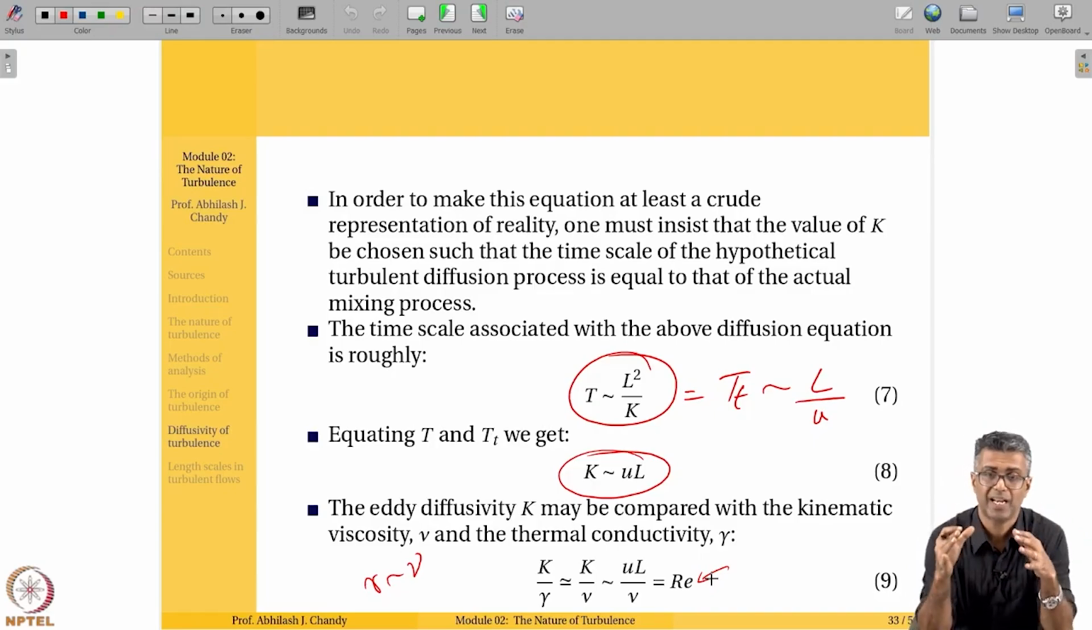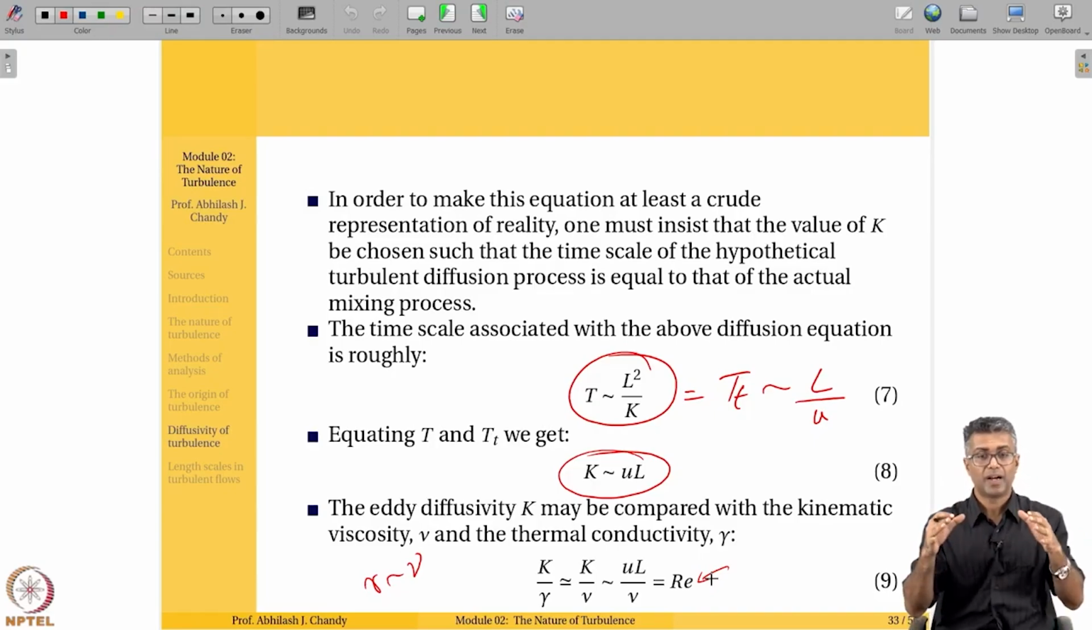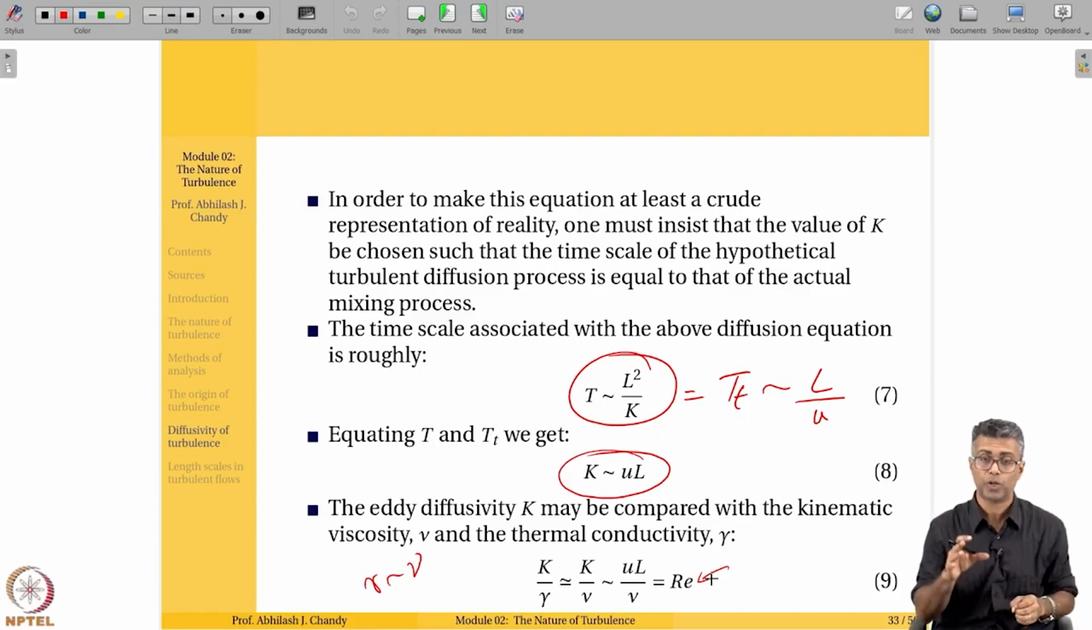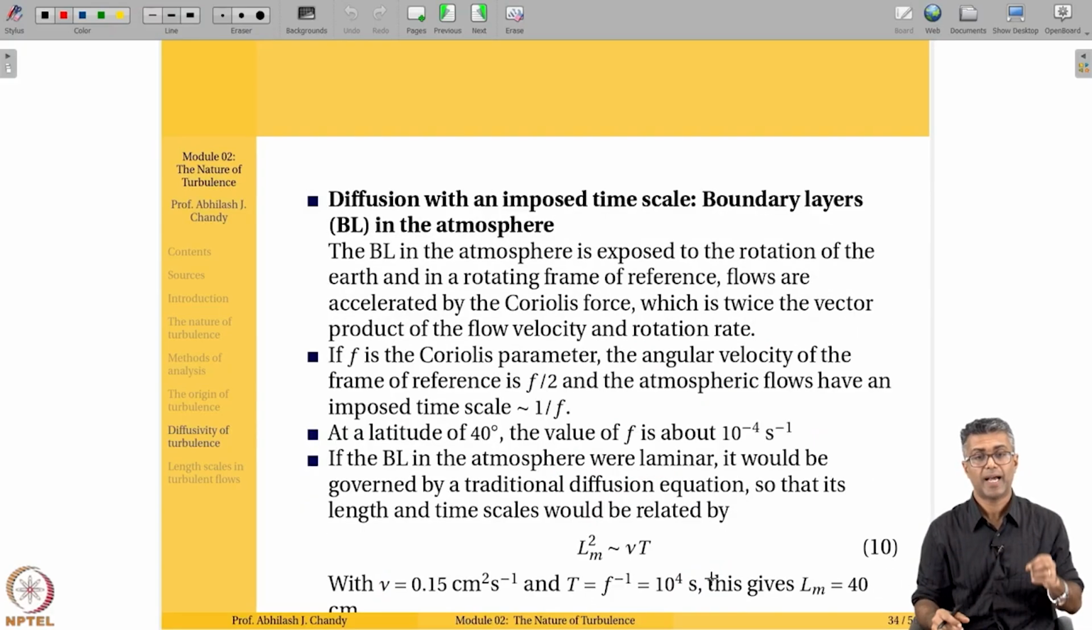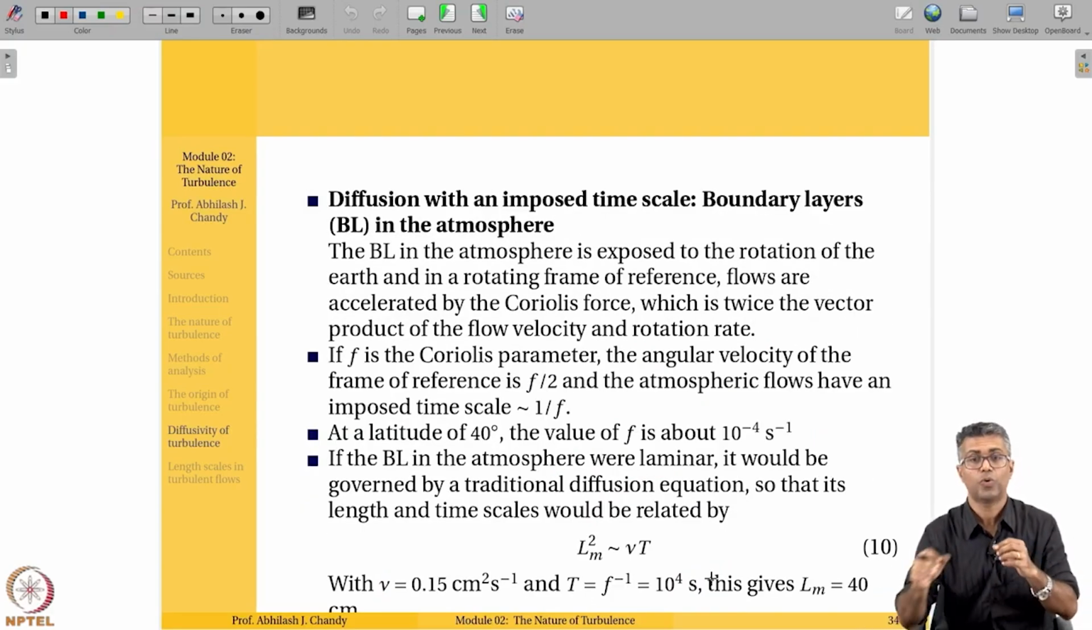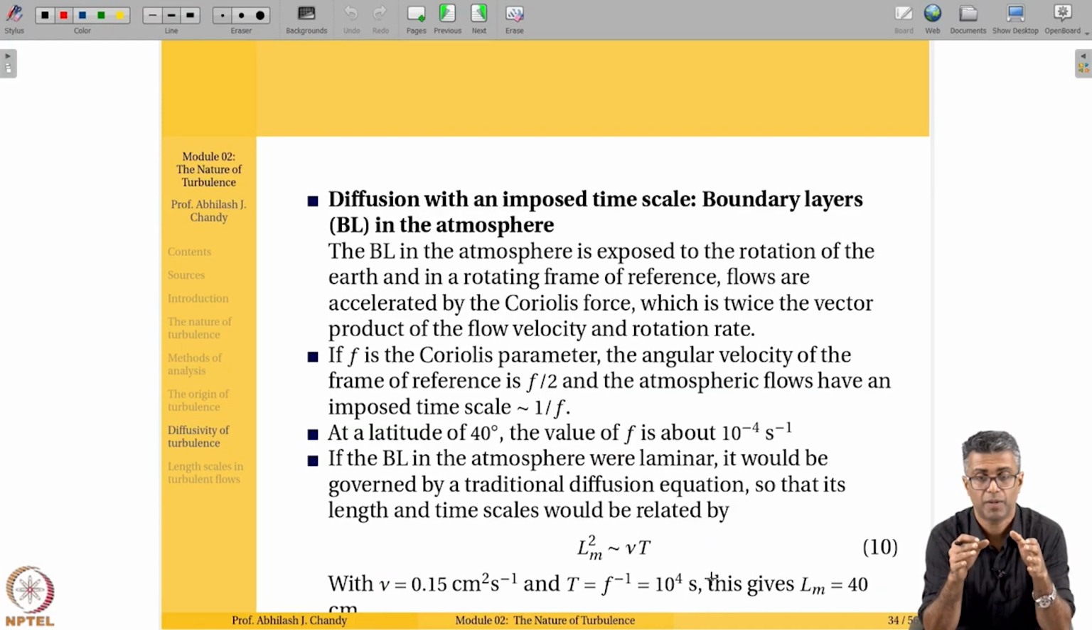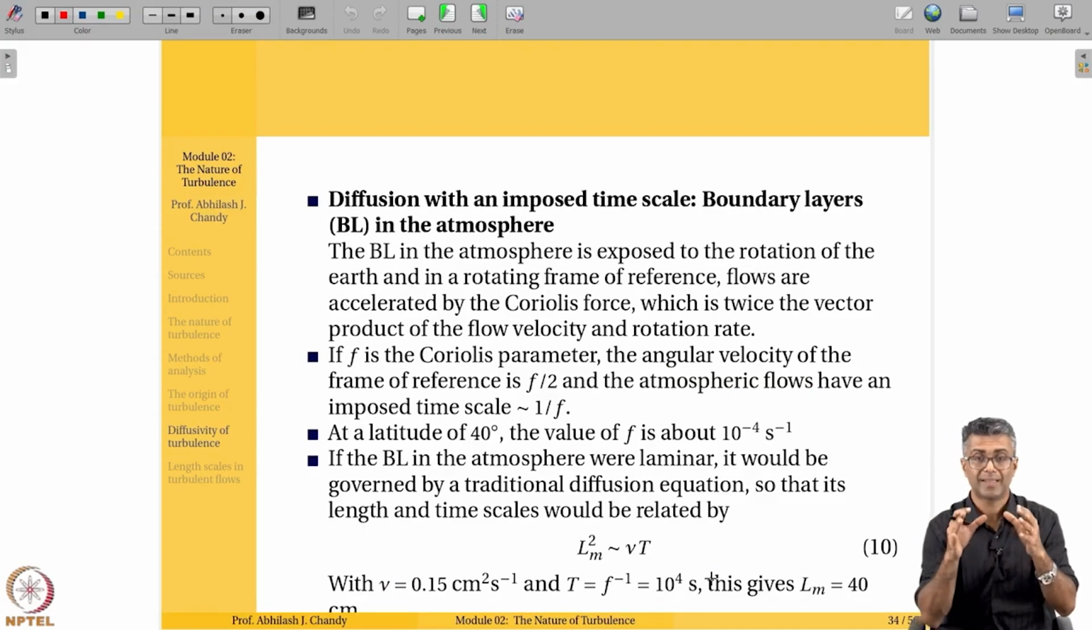So this was the analysis for turbulent flow in a room where you had a problem with an imposed length scale. And in the next class, we are going to look at a problem with an imposed time scale. And specifically, we are going to look at the boundary layer in the atmosphere and try to estimate time scales and eddy diffusivities based on that problem and see how it looks.